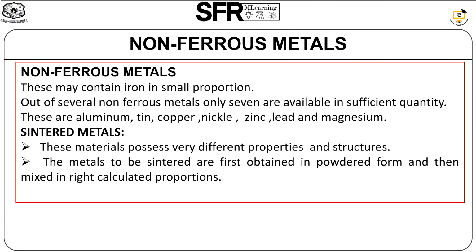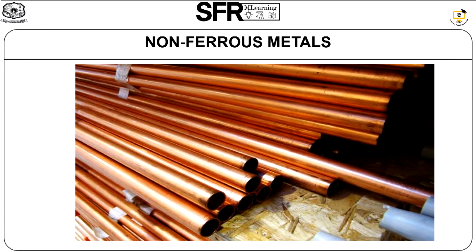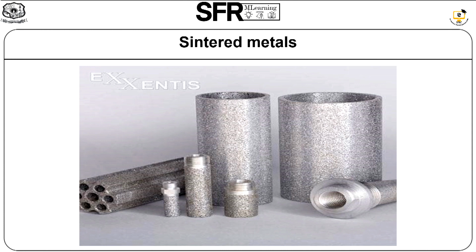Finally, once we get them sintered in the furnace, produced within a certain pressure, we must note that the mixture so produced is not a true alloy, but it possesses some of the properties of typical alloys. These are examples of non-porous metals. Another one, this is a sintered metals example.